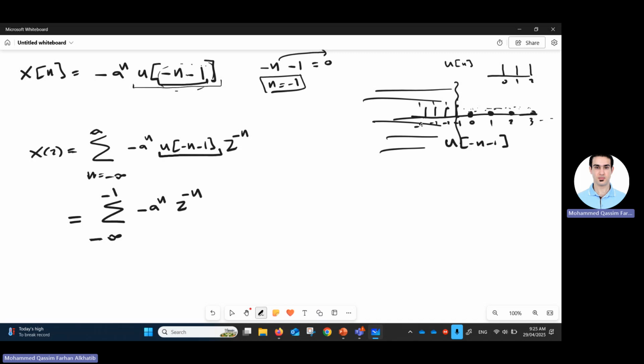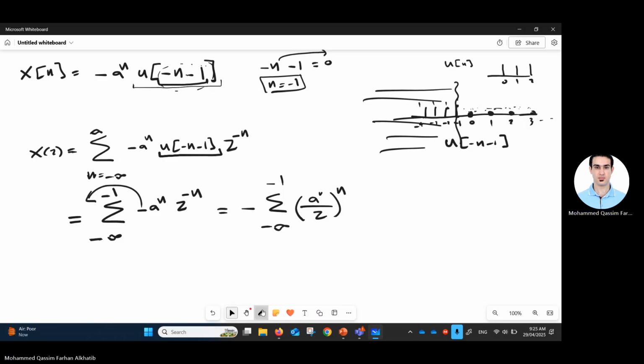Again, the task of the unit step function is to find you the limits of the summation. In this case, I have the unit step function. It has values from negative infinity to negative 1. From 0 to infinity, there are no values. So I will exclude that part. So here are going to be my limits of this summation. Okay, one important property here, or let's take this one outside. So I have negative infinity to negative 1, a to the power n, and it's going to be the same as the previous one, a to the power n over z to the power n.